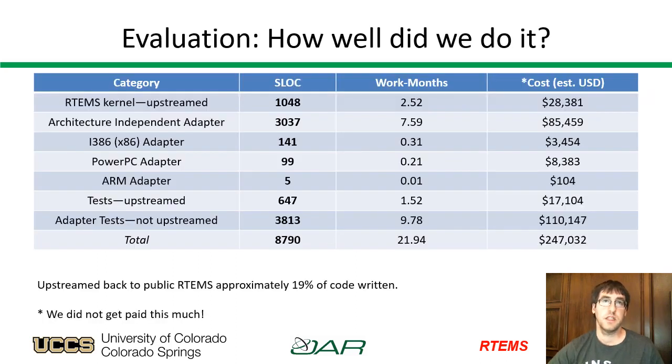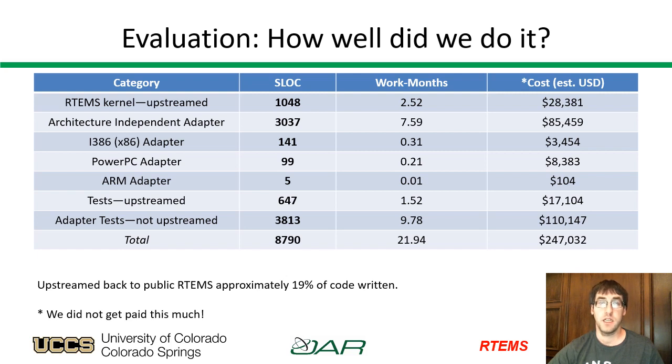Although source lines of code, or SLOC, is generally considered a terrible measure of productivity, in this case, some useful insights can be made from the SLOC. The highlights of this table are that 3,037 lines of code are architecture independent and shared across all architectures, and less than 250 lines of architecture dependent code is present in the adapters. Almost half of the code written was for Dios plus RTEMS specific tests.